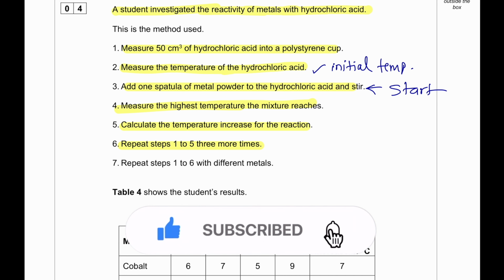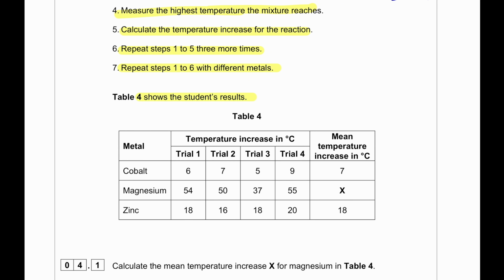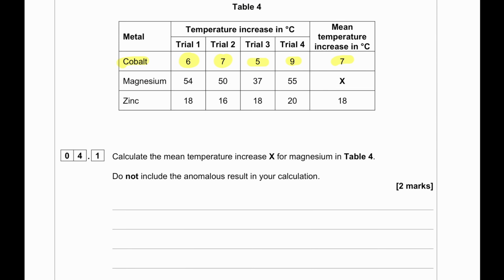Calculate the temperature increase for the reaction. Repeat steps 1 to 5 three more times. Repeat steps 1 to 6 with a different metal. Table 4 shows the student's results. Cobalt: temperature increase given and then average given.